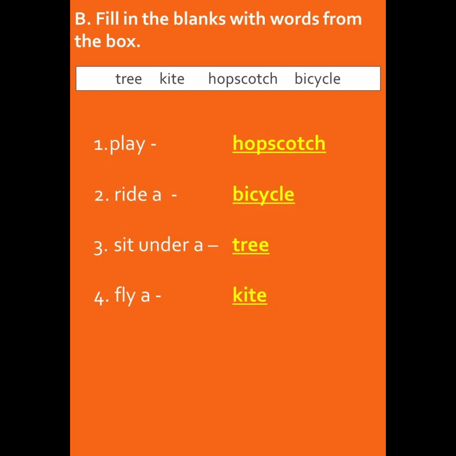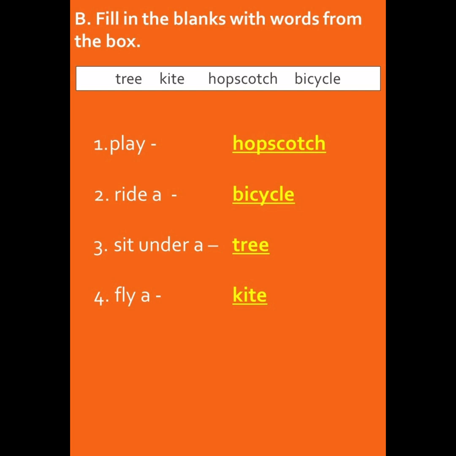H-O-P-S-C-O-T-C-H. Hopscotch. Learn the spellings along with me and write it with the pencil on the given space. Number 2 is rider. Yes, children, what do you ride? The correct answer is bicycle. B-I-C-Y-C-L-E. Bicycle. Write the word here. Play, hopscotch, rider, bicycle.